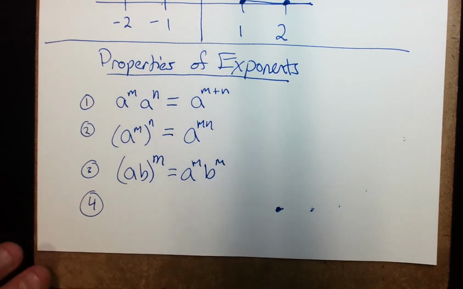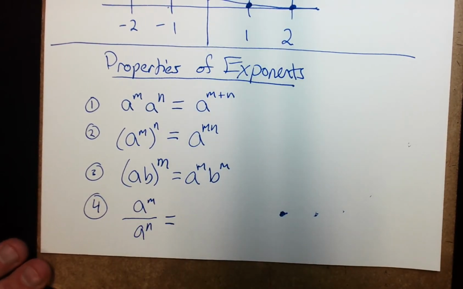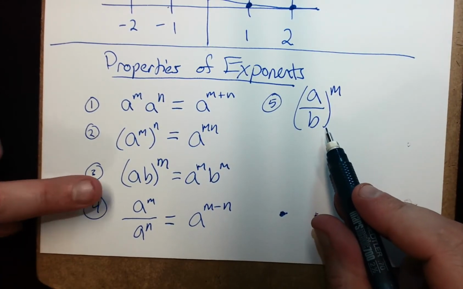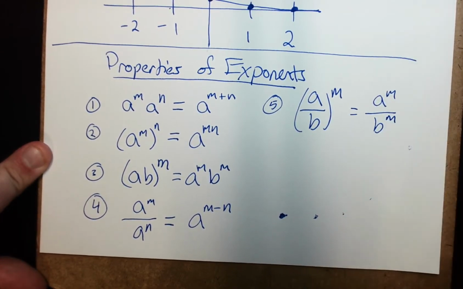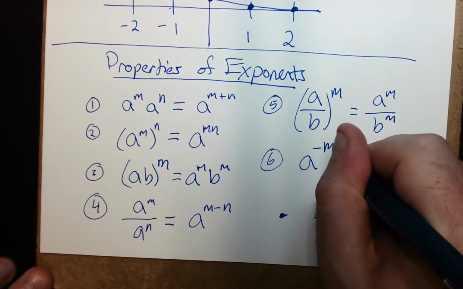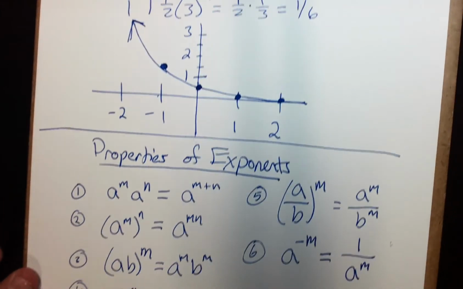So if you have a to the m times a to the n, how does that work out? Hopefully you know this. You add the exponents. If you have a to the m, to the n, then you multiply the exponents, a to the mn. If you have ab to the m, if you have two things to the same exponent, then you can distribute that power onto both of these and have a to the m, b to the m.